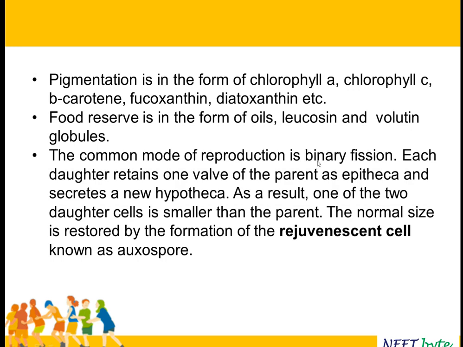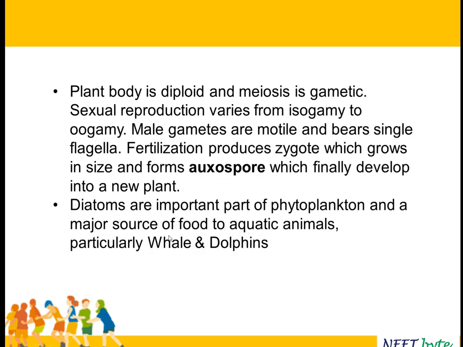Commonly, it reproduces by binary fission, right? But what happens as a result of division is that the size of one cell decreases, okay, and that size is restored by the formation of a rejuvenated cell, which we call auxospore. So the formation of auxospore is very common, and that occurs in the case of diatoms, right?